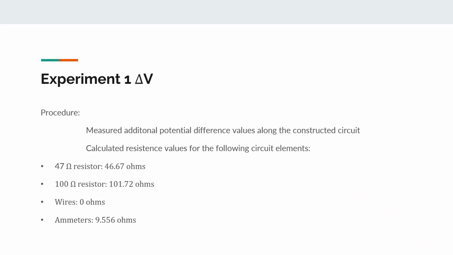We then measured additional potential difference values along the constructed circuit and calculated resistance values for the following circuit elements: the 47 ohm resistor, the 100 ohm resistor, the wires, and the ammeters. Wire and ammeter resistance values needed to be zero in order to not impact the resistance of the circuit, only conducting and providing accurate ammeter readings.